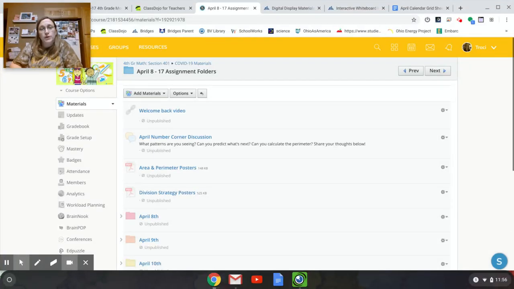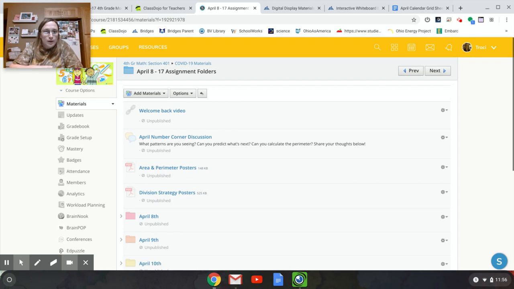All right, so we're ready to start Module 2 of our Unit 6. And this module that we're going to cover in the next 2 weeks has a lot to do with area and perimeter. Today we're really focused on some area problems, but also using some division strategies.